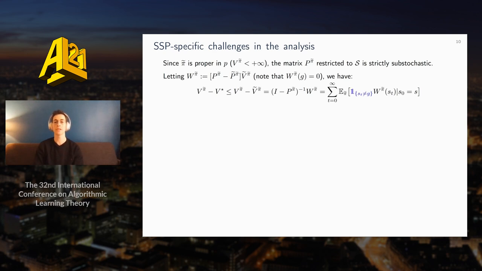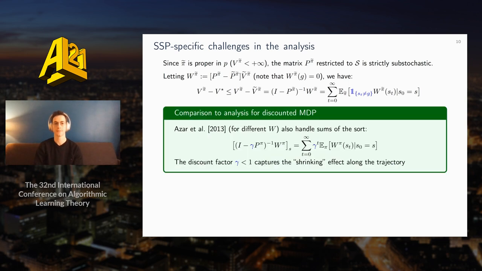And here we note importantly that capital W at the goal is equal to zero. So we can artificially introduce the indicator function that the goal state has not been reached at time step t. And this indicator will turn out critical in the analysis. And to see this, let's make a high-level comparison to the analysis in discounted MDPs. So Azar et al., for different but related quantities capital W, also handle sums of a sort.